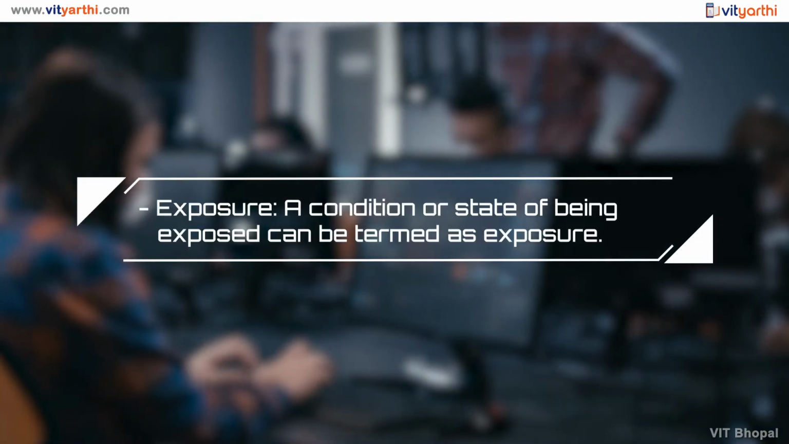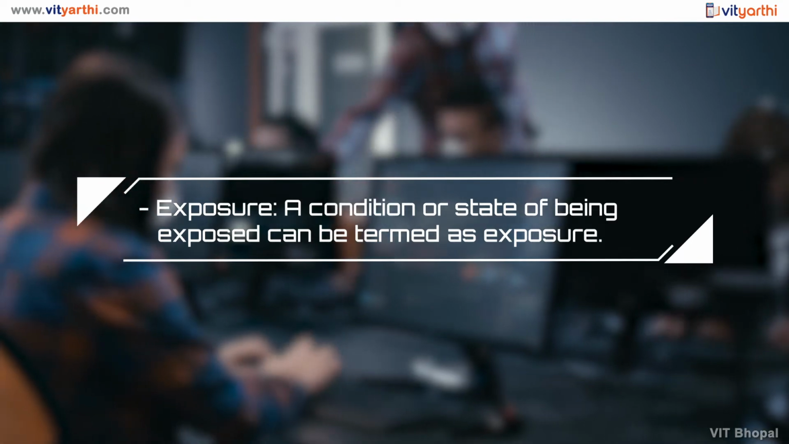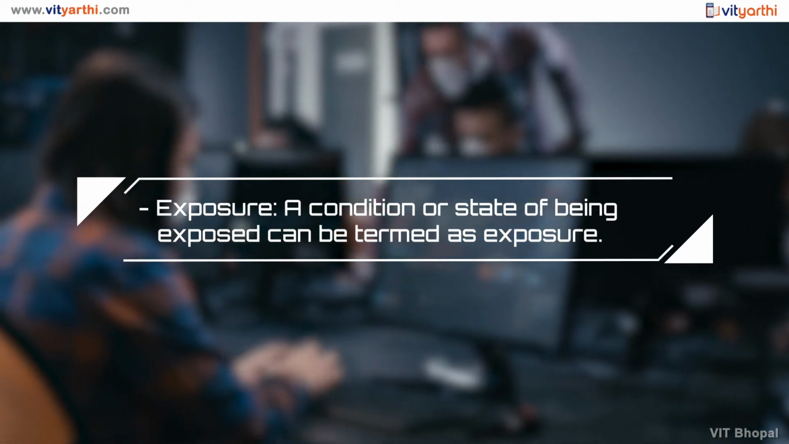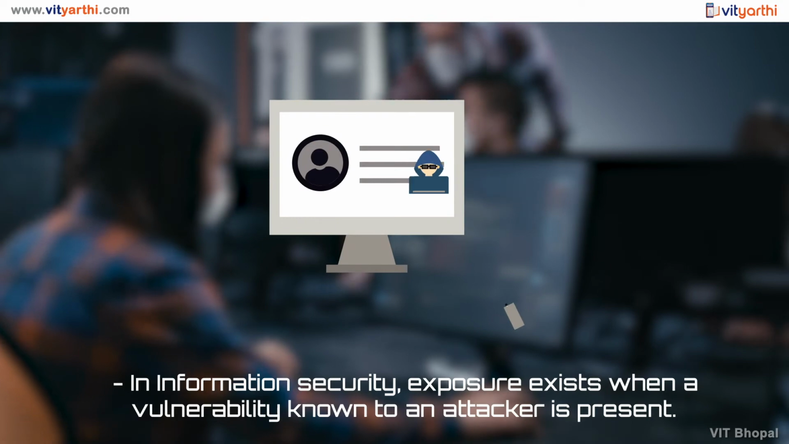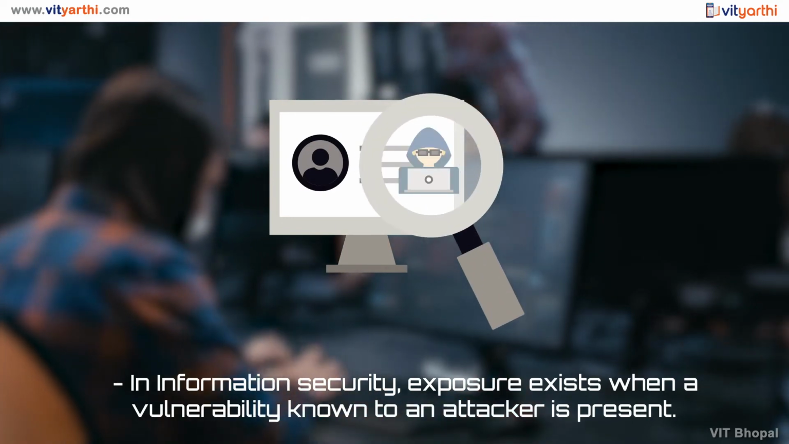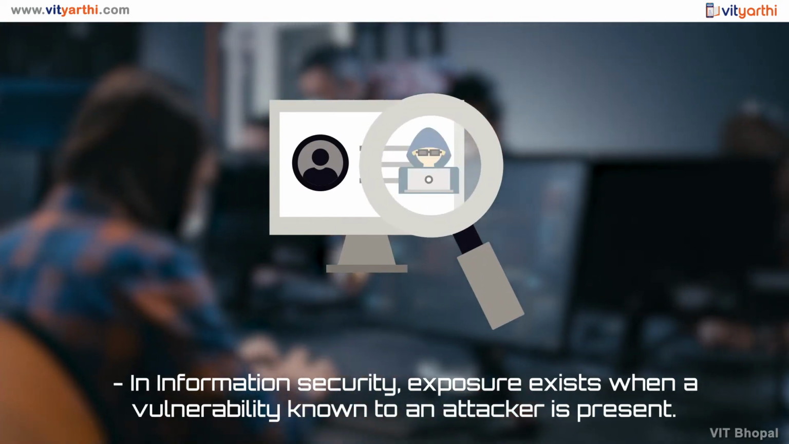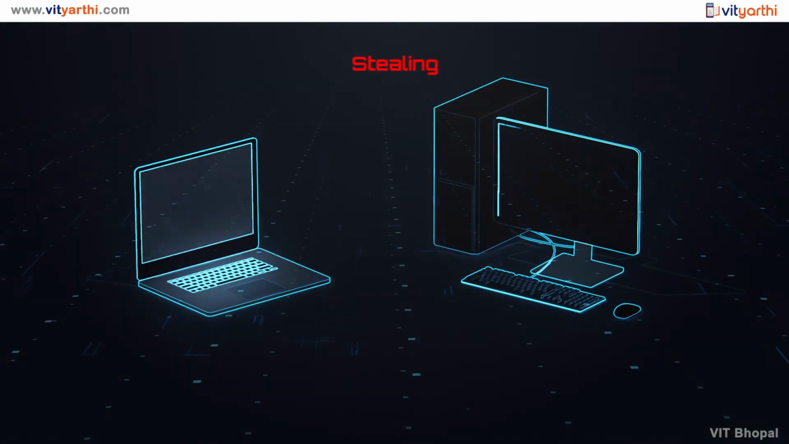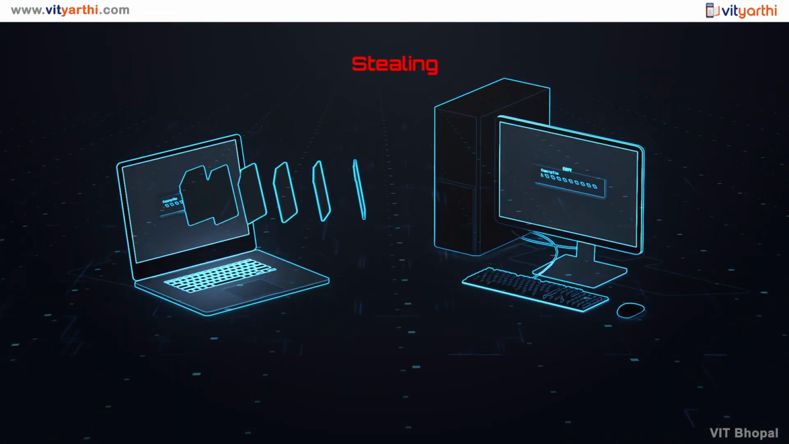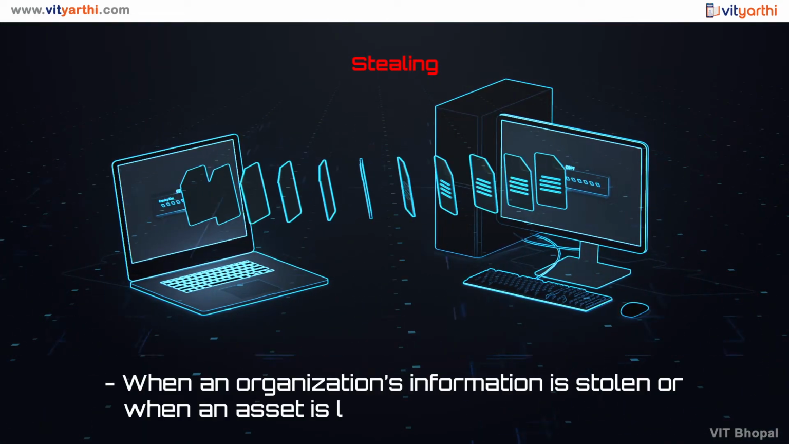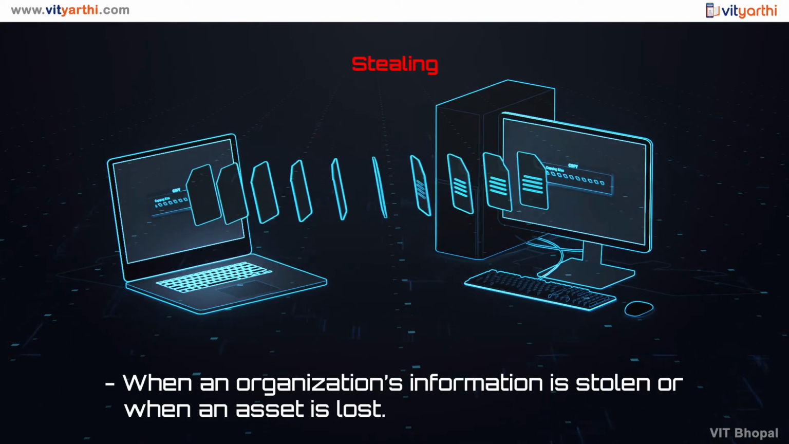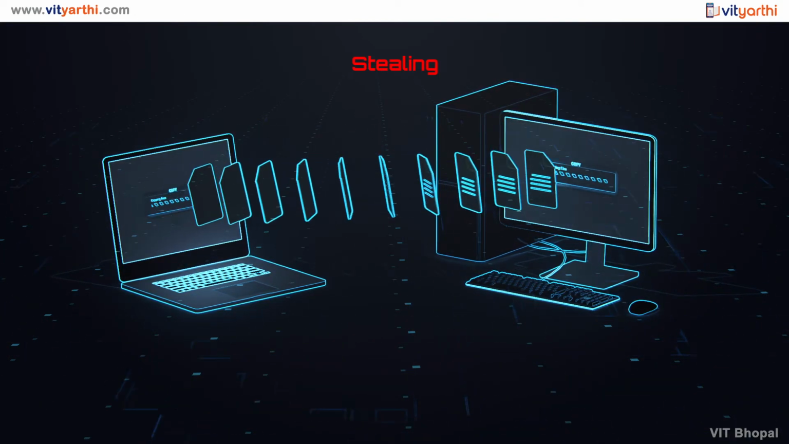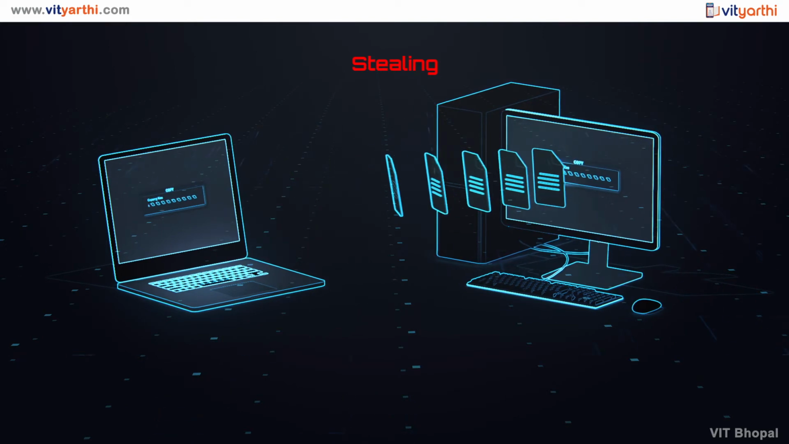Next is exposure. A condition or state of being exposed can be termed as exposure. In information security, exposure exists when a vulnerability known to an attacker is present. Loss. What is a loss? We use the term loss when an organization's information is stolen or when an asset is lost. In either case, a loss has been incurred.